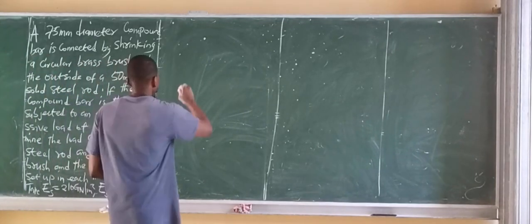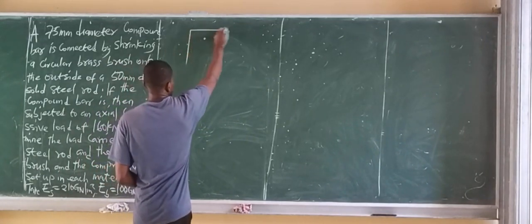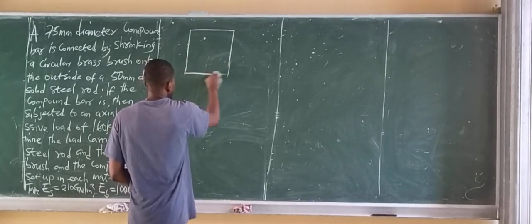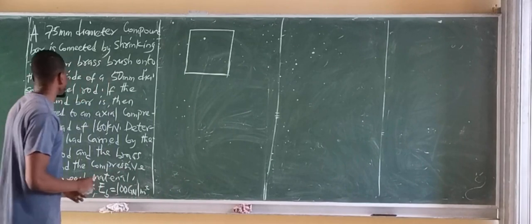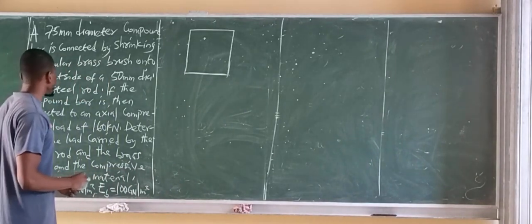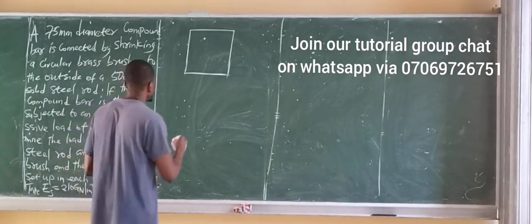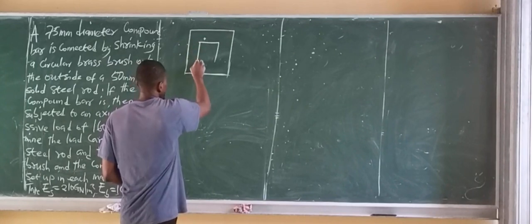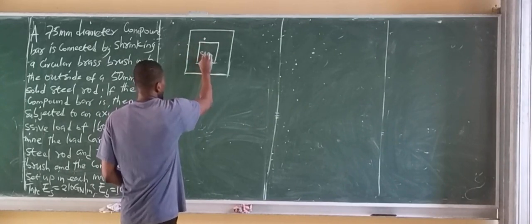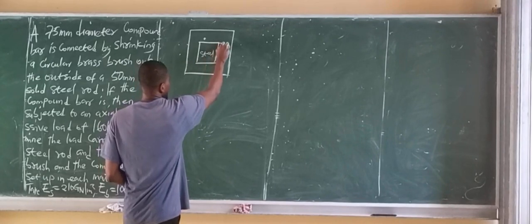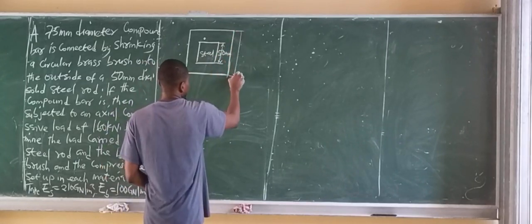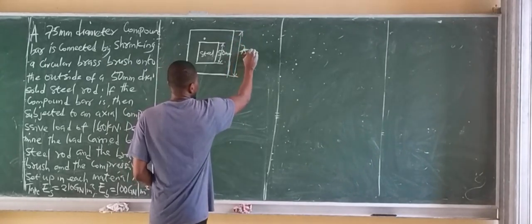So the first thing is that we have a compound bar, and the diameter of the compound bar is given as 75 millimeter. This compound bar is connected by shrinking a circular brass bush onto the outside of a 50 millimeter diameter steel. So this is a steel bar, and the diameter of this steel is 50 millimeter. Meanwhile, this is the compound bar itself, and its diameter is 75 millimeter.